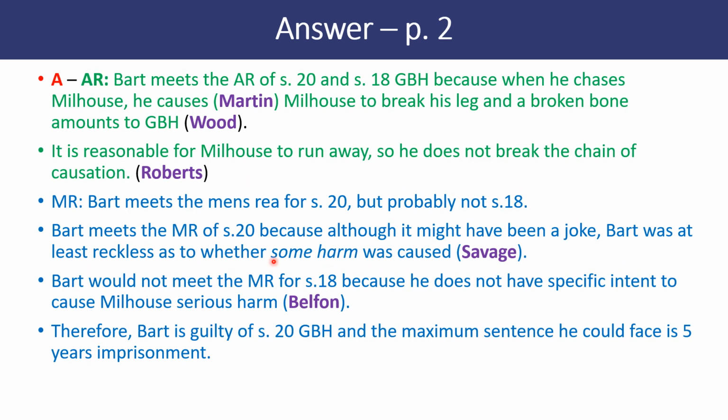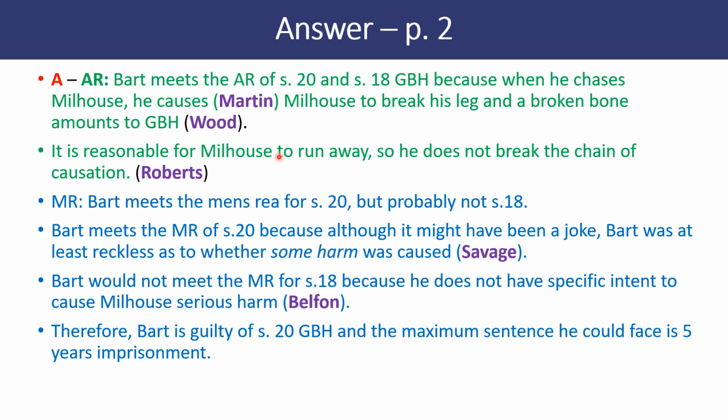Okay, so I've moved on to page 2 of the suggested answer. We're now looking at A, the application of everything we've just explained. We're going to apply it back to Bart. Always start by applying the actus reus, and then when you've done that, move on to the mens rea. So firstly, I've said that Bart meets the actus reus of both Section 20 and Section 18 GBH, because when he chases Millhouse, he causes Millhouse to break his leg.